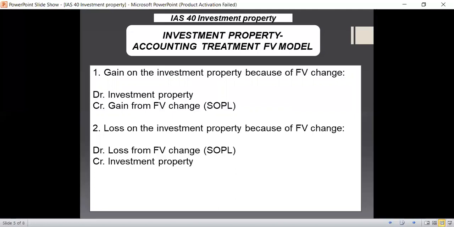And the second scenario deals with a loss arising on the investment property because of the fair value change. In that case, obviously the loss will be debited to our statement of profit or loss, and we will be crediting investment property, showing a decrease in our asset. This is a journal debit and credit rule, which you might be aware of: whenever the asset value is decreasing, we have to credit it. So in the case of a loss, we debit the loss from fair value change recognized in our statement of profit or loss, and credit investment property, which is showing a decrease in the value of our asset.